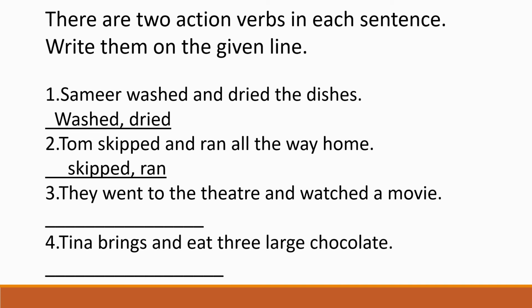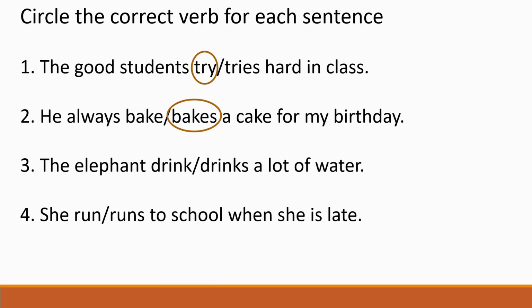Now student, let's see this one. Circle the correct verb from each sentence. So student, here you have to circle the correct verb. So the first one is: the good students try or tries hard in class. Tell me student, what is the correct answer? Yes. Very good, student. So the answer is: the good students try hard in class. Why? Because here student is a noun and students is a plural noun. So here we will write try. Correct?